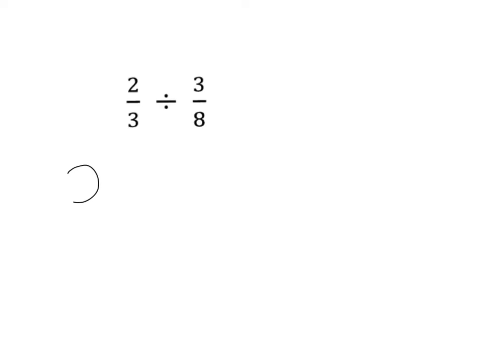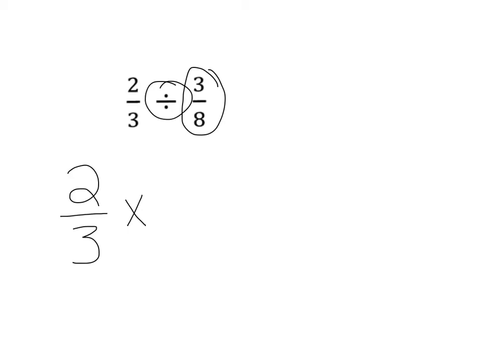We're going to leave the first one, so we have 2/3, change our division sign into multiplication, and then use the reciprocal of our second fraction. So our reciprocal of our second fraction would be 8/3. Remember, the reciprocal just makes us flip our fraction. So now we can look at this problem and simplify it.